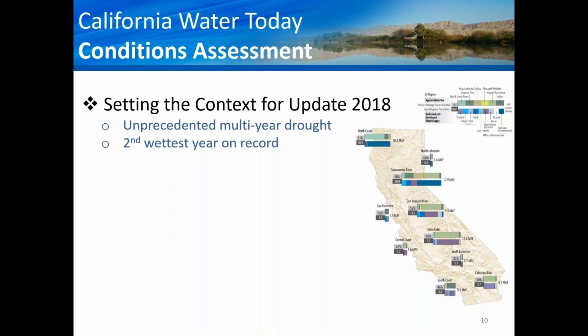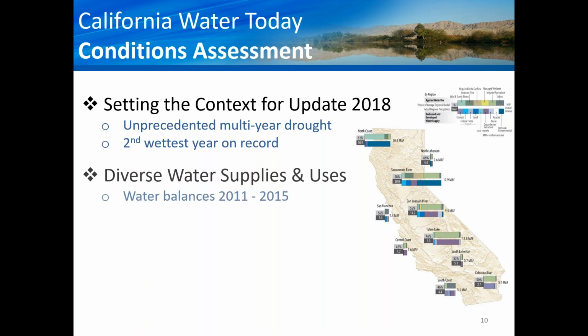And as part of that, during this update, since our last update in 2013, we've had unprecedented multi-year drought. We've had the second wettest year on record, as just some examples of things that have happened since then.